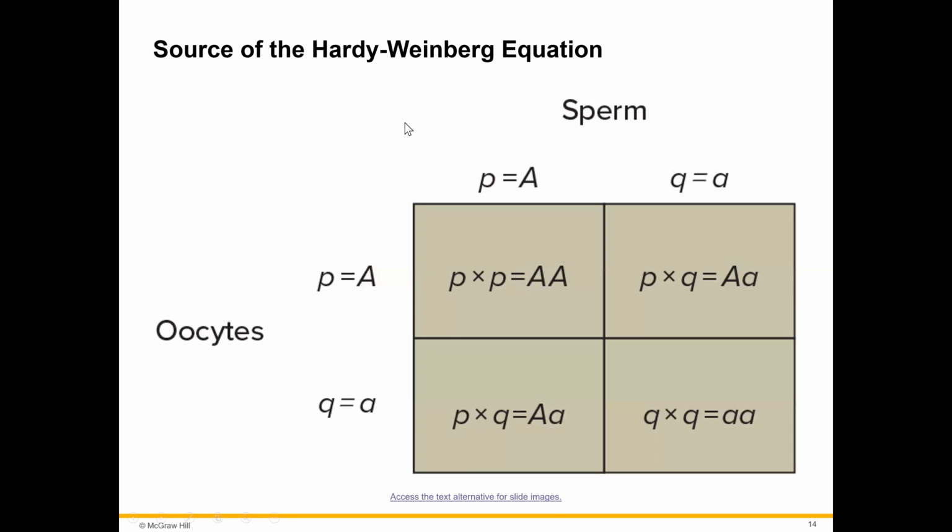Now let's look at how it relates to the Punnett square. Here, for example, we have a sperm of an individual that is heterozygous, big A, little a, and an oocyte, big A, little a. P multiplied by P gives you big A big A. P multiplied by Q gives you big A, little a. P multiplied by Q is again big A, little a, and here's our homozygous recessive. So we have one of these and two of those.